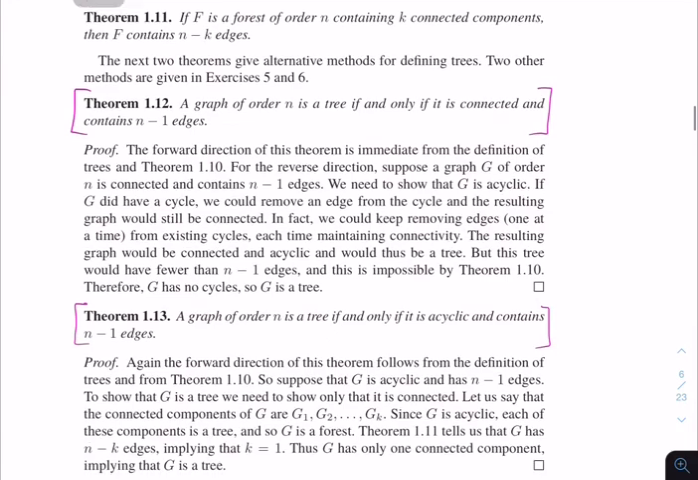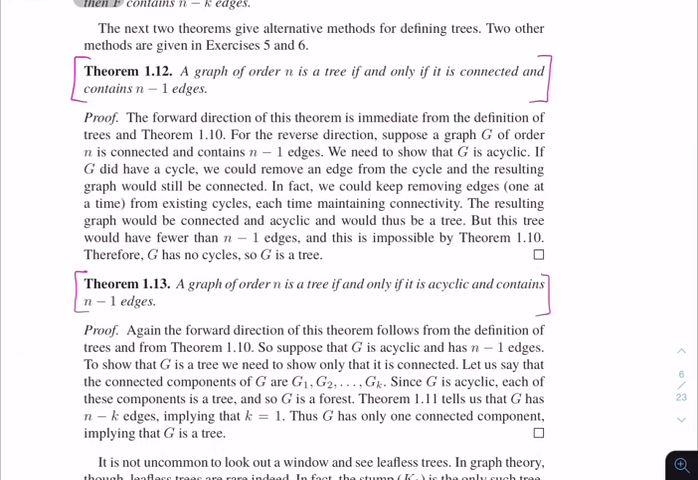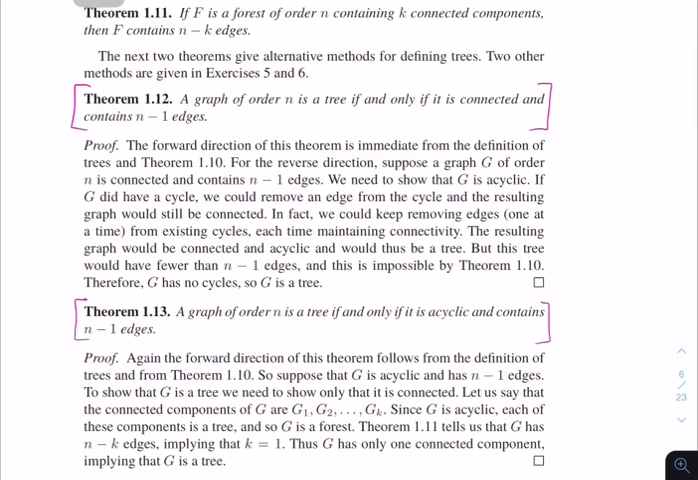So here are some theorems about trees, which show that we could have defined tree differently. So we could have said that a graph of order n is a tree if it is connected and contains n minus 1 edges. We could also have defined a graph of order n to be a tree if the graph is acyclic and contains n minus 1 edges.